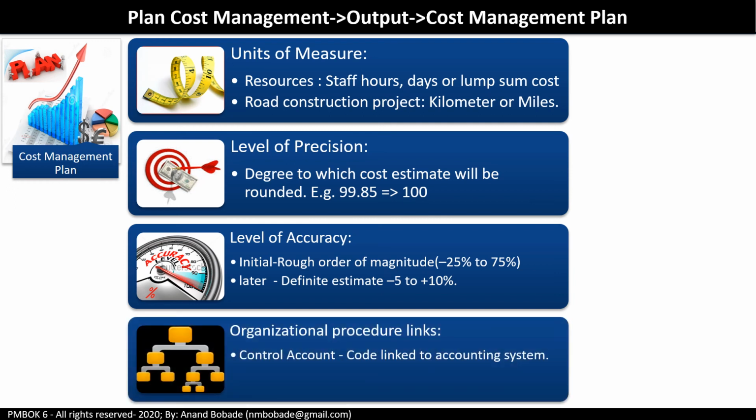Organizational procedure link. If you remember, in scope management, we learned the work breakdown structure. WBS is very useful to determine the overall budget. There are control accounts defined inside the WBS, especially based on certain departments' requirements, like a finance department requirement to track particular expenses. For example, they want to track separately the cost related to human resources, the cost of contracts, and the cost of physical material used on the project. So these project-defined control account codes may be linked to the accounting system of the organization.